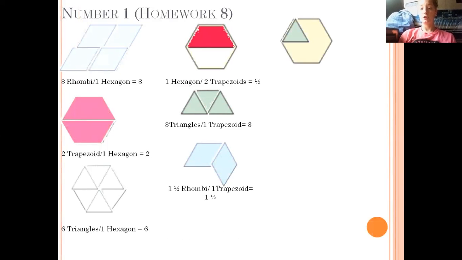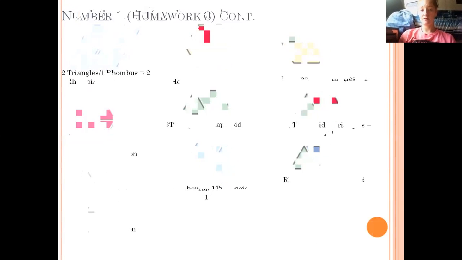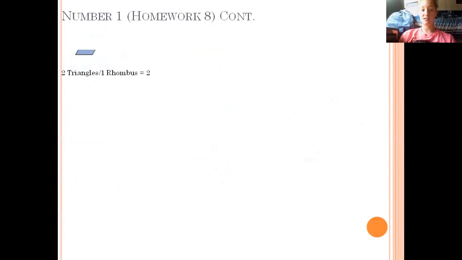We're going to use the triangle for the base. So this is a little bit more confusing because the triangles are so small. So for every 1 hexagon, there's 6 triangles. That's 1/6. And for every 1 trapezoid, there are 3 triangles. So that is 1/3. For every 1 rhombus, there are 2 triangles. So that is half. Let's move on to the rhombus.